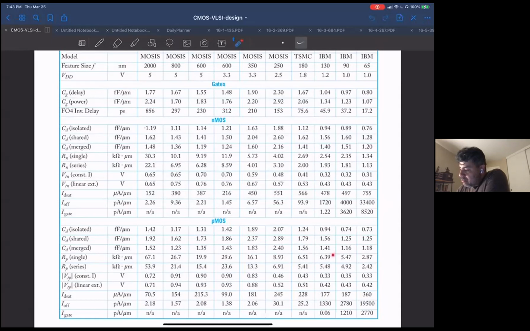Notice the equivalent resistance is 6.5 for the P and 2.7 for the N. That's maybe 2.5 times higher resistance for the P than for the N, which is something we were expecting, because the mobility of P is 2 to 3 times less than the mobility of an N, and we're calculating this resistance from the currents. So it makes sense that the resistance for the P ends up 2 to 3 times higher than the resistance for the N.